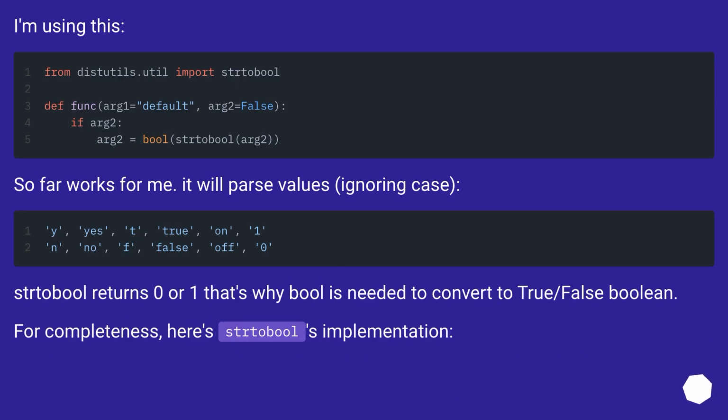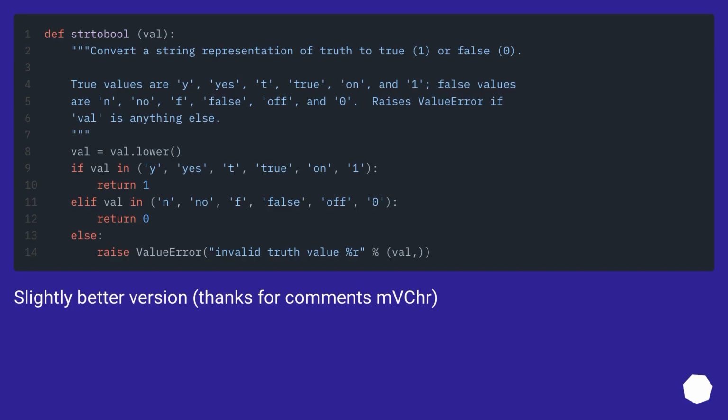I'm using this. So far it works for me. It will parse values, ignoring case. strtobool returns 0 or 1, that's why bool is needed to convert to a true/false boolean. For completeness, here's strtobool's implementation. Slightly better version, thanks for the comments, MVCHR.